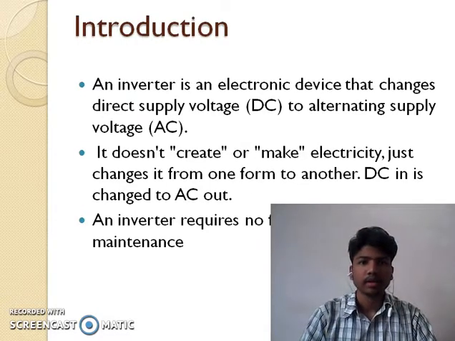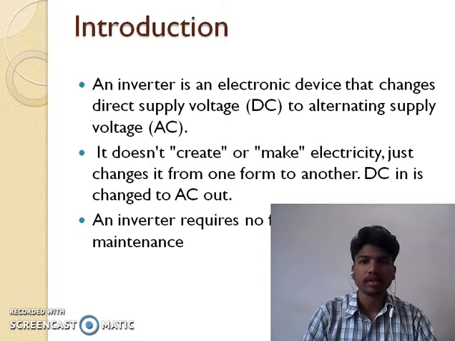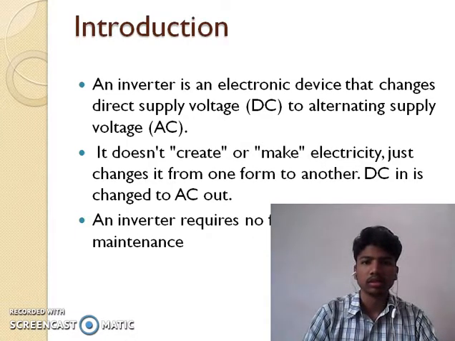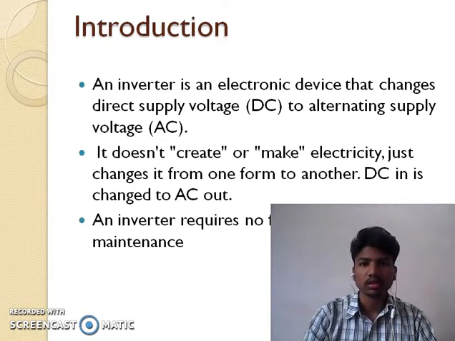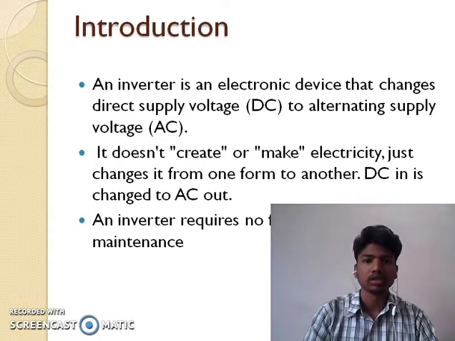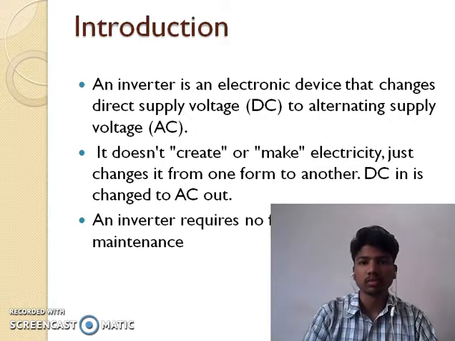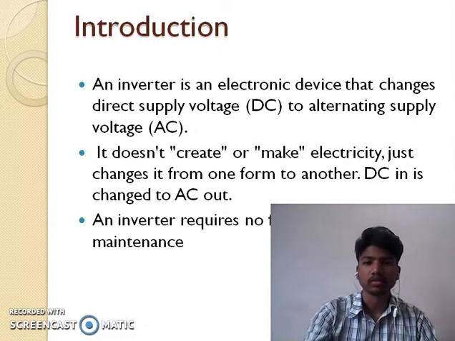Introduction. An inverter is an electronic device that changes direct supply voltage to alternating supply voltage. That is, it is the device that changes from DC supply to the AC output. The inverter doesn't create or make electricity, it just changes it from one form to another. DC in is changed to the AC output. An inverter requires no fuel and virtually no maintenance.